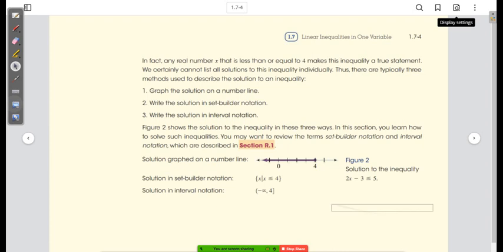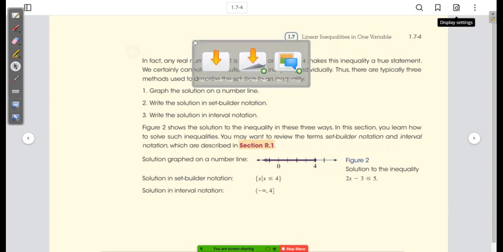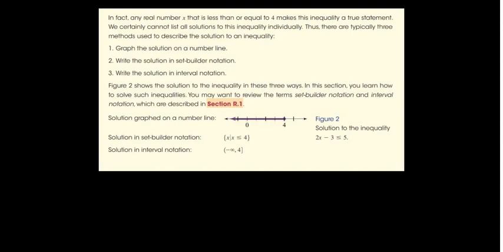Let me actually try to read this one instead of going off on my own, because I do feel like I double dip. In fact, any real number x that is less than or equal to 4 makes the inequality a true statement. We certainly cannot list all solutions to this inequality individually. Thus, there are typically three methods used to describe the solution to an inequality.